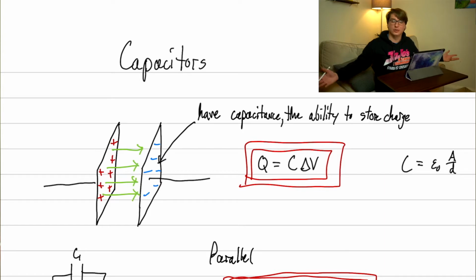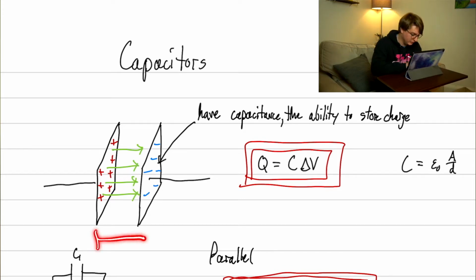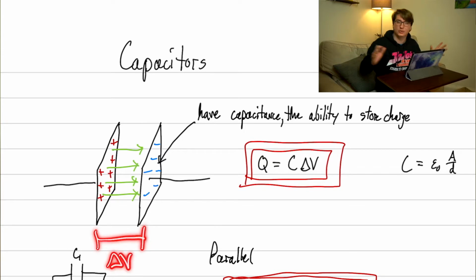So these charges don't want to be there. They would prefer to go flying off. The positive ones don't want to be there. They want to move away, and the negative ones don't want to be sitting next to negative ones. So what's holding them there is an overall voltage. There's some potential difference here that is holding them in place.